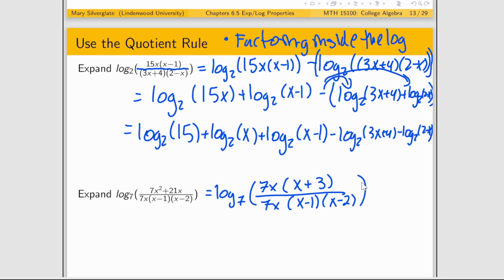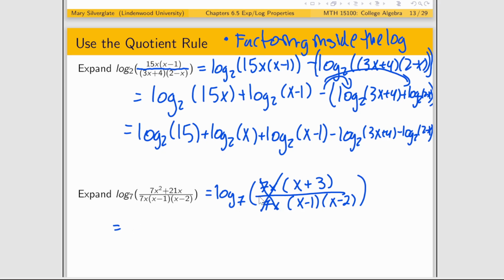And before we go on automatic pilot, does anything simplify inside this log? It does. 7x divided by 7x makes 1, so that cancels out, so to speak. Now I'm ready to start expanding this log. I want you to go ahead and pause the video and try to expand this log from here yourself, and then compare with what we get.